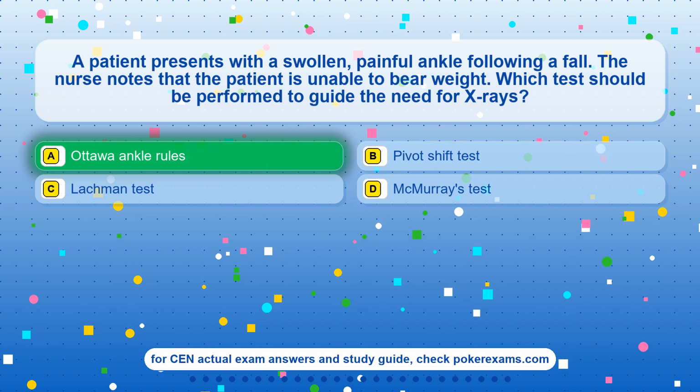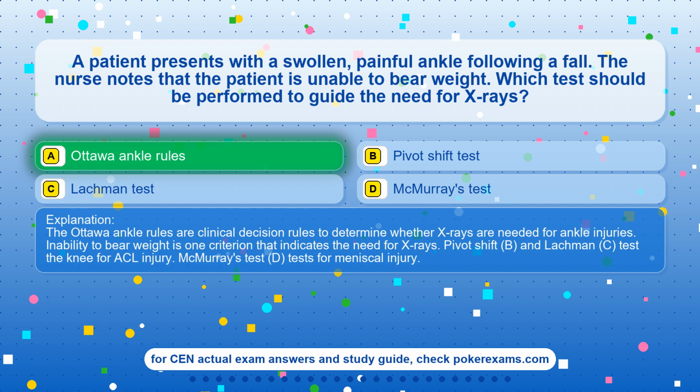The correct answer is option A. Ottawa ankle rules. The Ottawa ankle rules are clinical decision rules to determine whether X-rays are needed for ankle injuries. Inability to bear weight is one criterion that indicates the need for X-rays. Pivot shift, B, and Lachman, C, test the knee for ACL injury. McMurray's test, D, tests for meniscal injury.